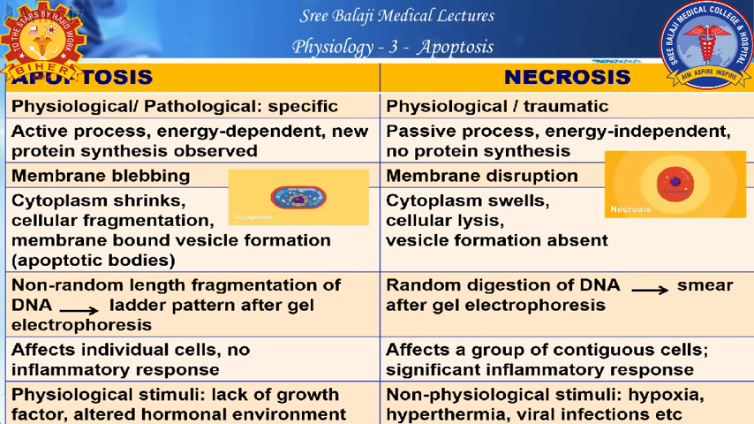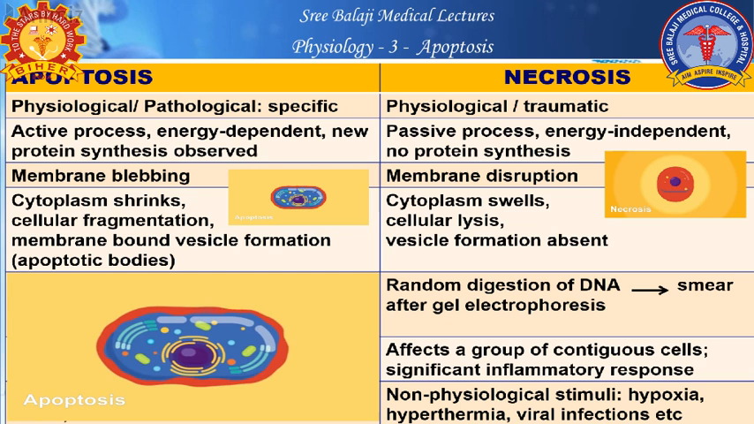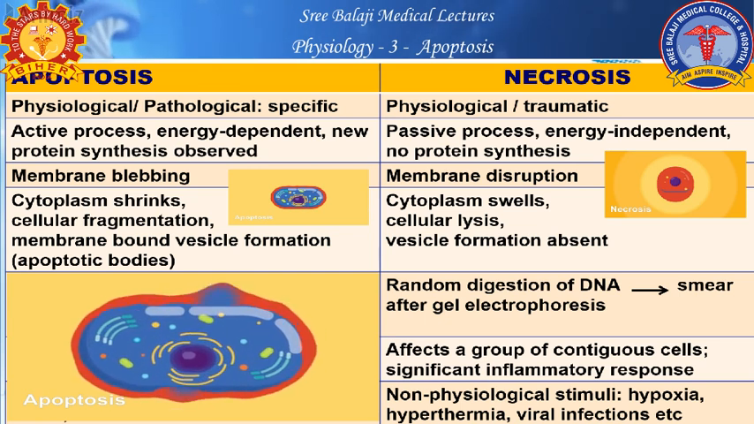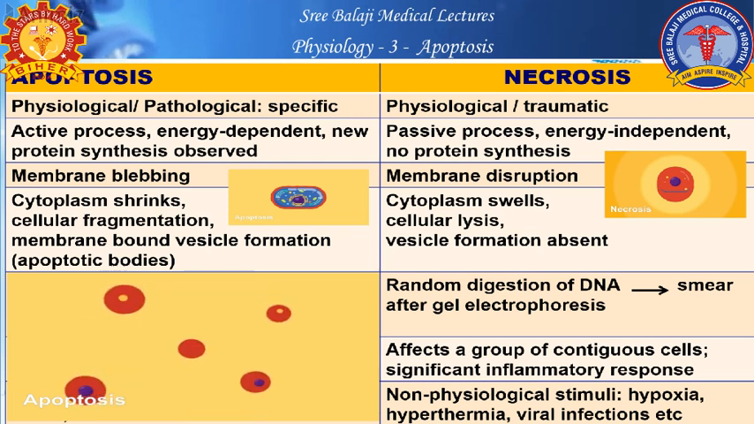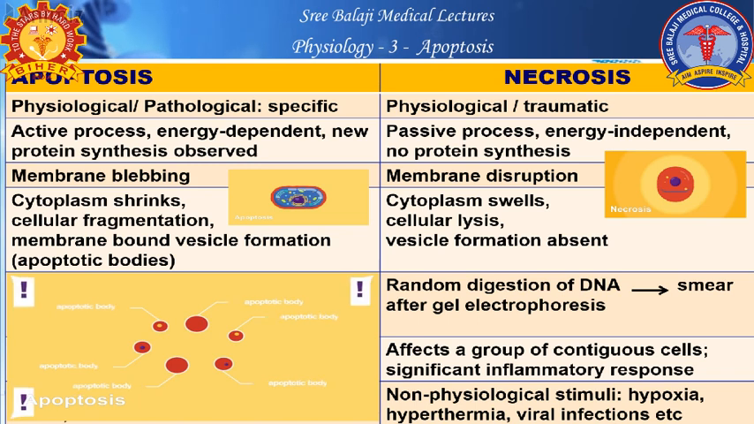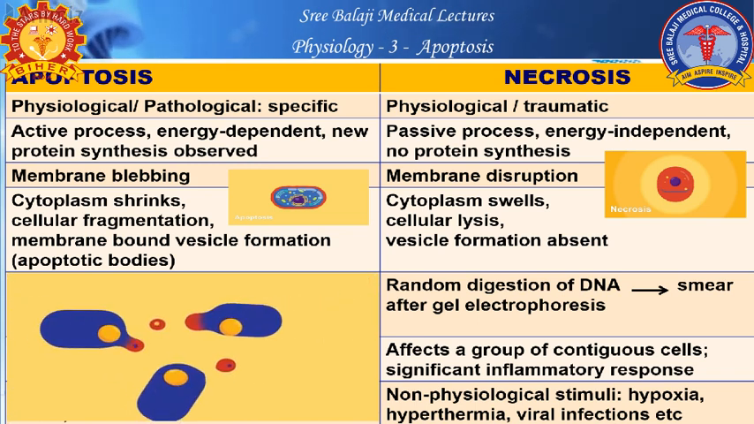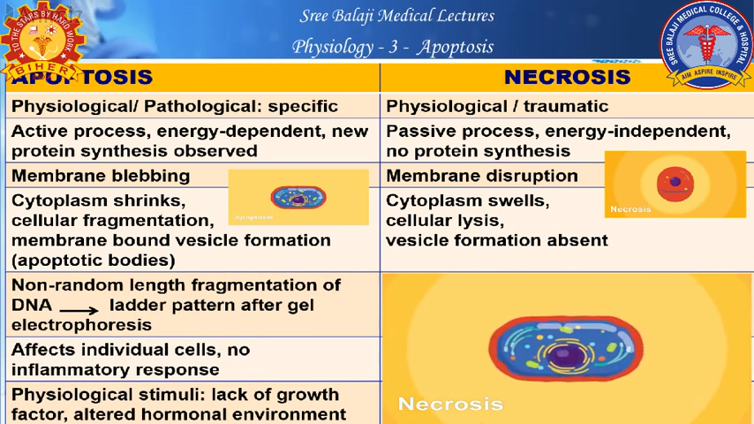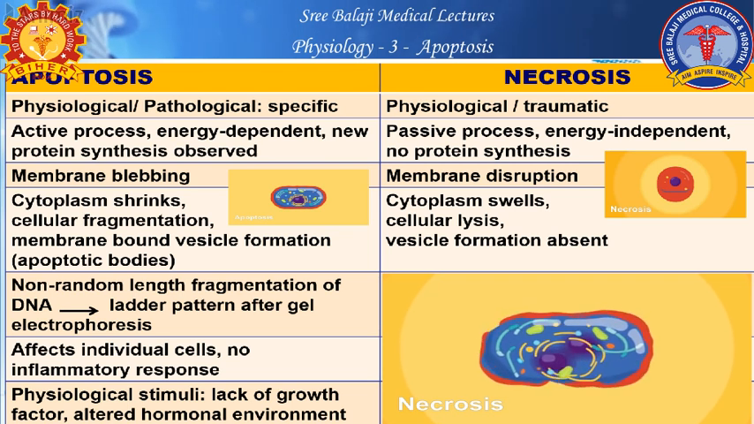Apoptosis is physiological or it may be pathological, and it is specific. Necrosis is usually traumatic or accidental. An active process takes place in apoptosis, and it is totally energy dependent and new proteins are always synthesized. Whereas necrosis is a passive process, it is energy independent and no protein synthesis is observed. There is membrane blebbing in apoptosis, whereas disruption is seen in necrosis. The cytoplasm shrinks, there is cellular fragmentation, and membrane bound vesicles called apoptotic bodies are formed in apoptosis. In necrosis, no such vesicles are formed, but the cytoplasm swells and the cell lyses.